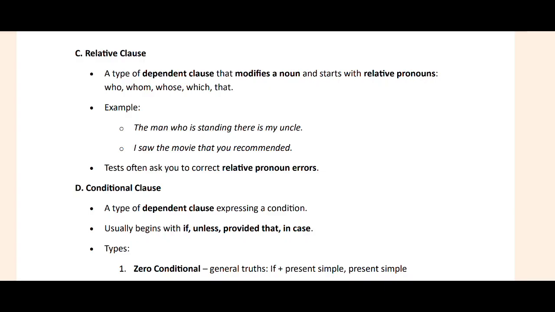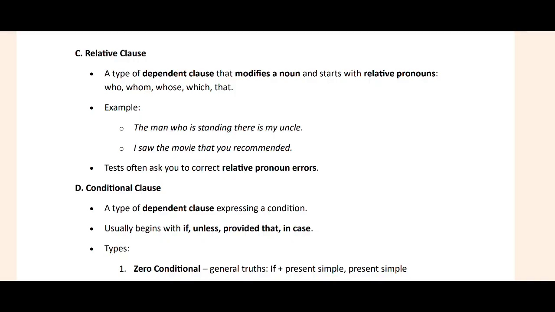Relative clause. What is meant by relative clause? It is a type of dependent clause that modifies a noun and starts with relative pronouns like whom, who, whose, that, which, etc. Let us see some examples. The man who is standing there is my uncle. The person you met yesterday is my father. I saw the movie that you recommended.